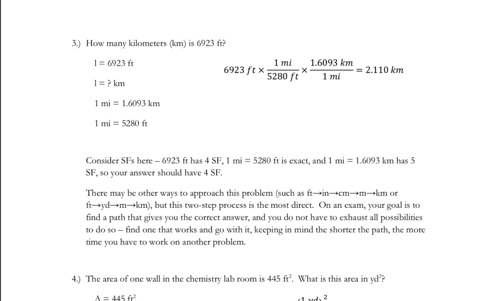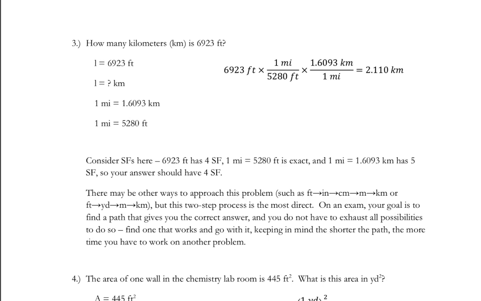How many kilograms is 6923 feet? So we start with our 6923 feet, 4 sig figs. A conversion from feet to miles is 5280 feet equal 1 mile. Feet in the bottom, so feet cancels. Now we have miles. By the way, 1 mile is 5280 feet is exact. Okay, now we have miles.